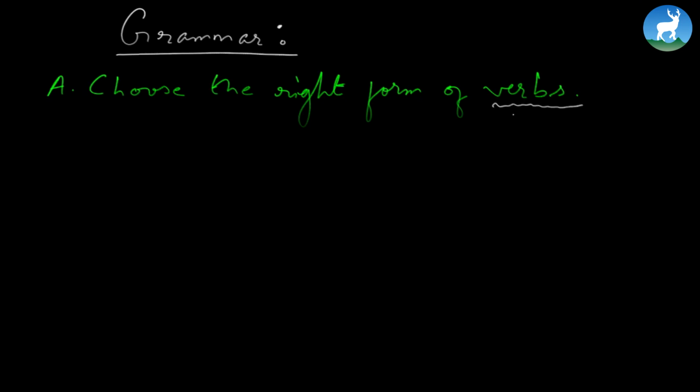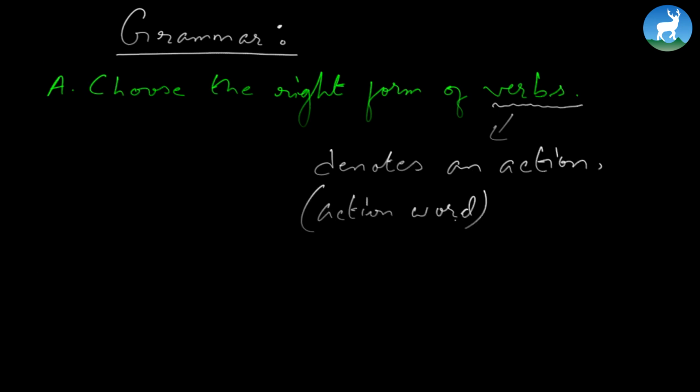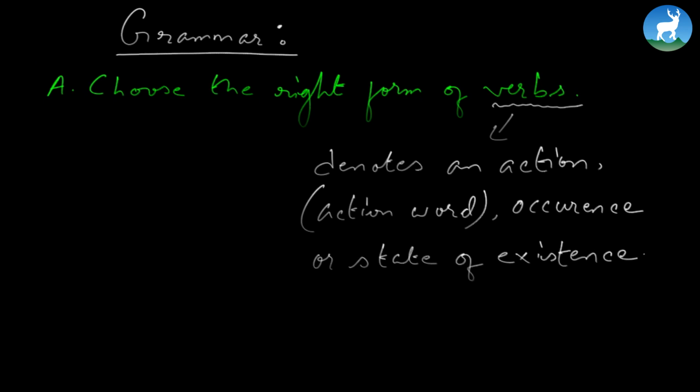So to speak, a verb usually denotes an action. You can refer to it as an action word. Maybe it's talking about an occurrence or a state of existence. So any word that denotes an action, in simple words, we call it a verb. So from the verbs given, we have to choose the right form of verbs.